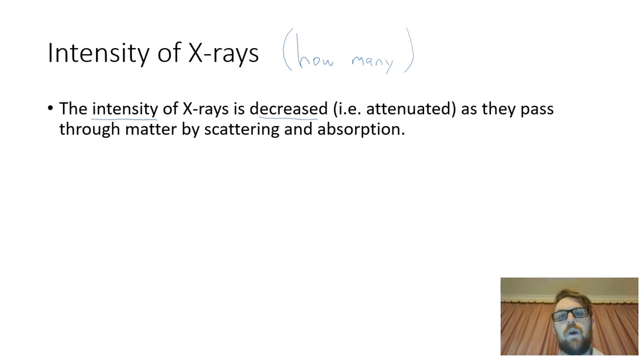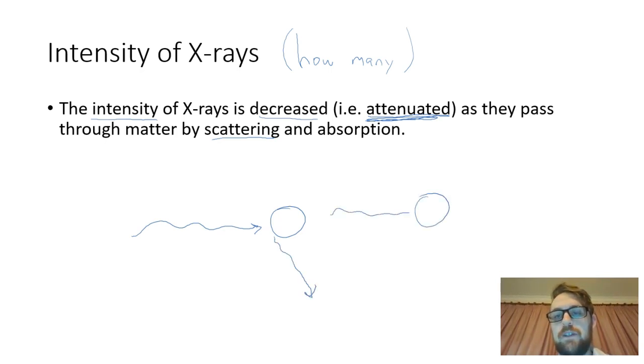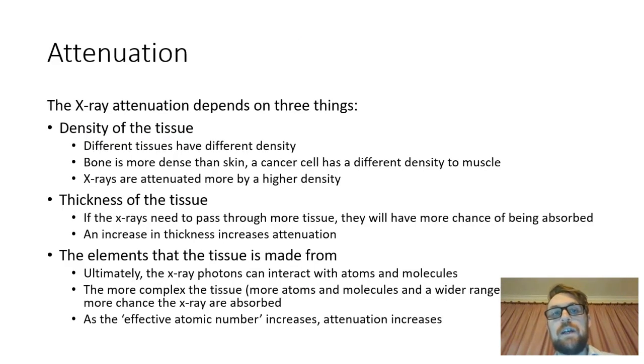Another way to say decreased is this word attenuated, and this is a really important one. So attenuated means decreased. We also have these words: scattering means our X-ray comes in, it hits something, and it scatters off in a different direction. Absorption means our X-ray comes in, and our material just absorbs it, eats it. There's no more photon. So attenuation, that's the reduction of X-rays, and it depends on three things.